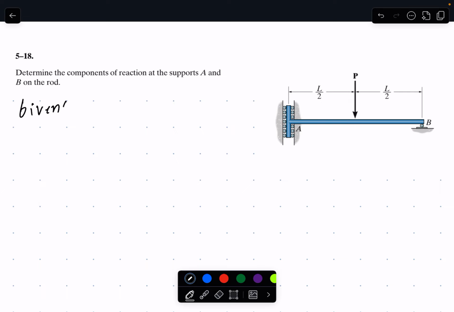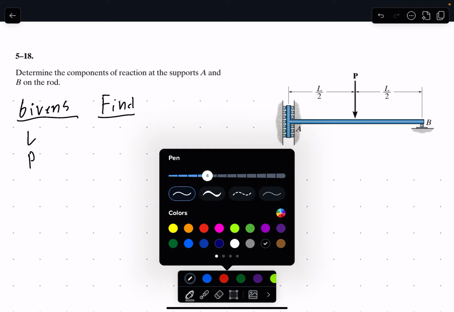So let's write them down so we know what is a given, what we can use in a problem. We're given length L, a force P, and that is it. So let's start with our find variable. We're looking for all the reactions acting on this beam right here.